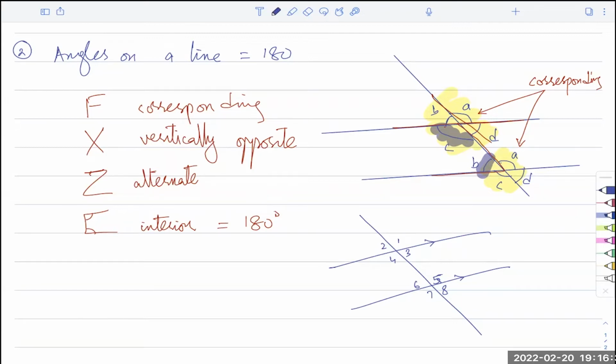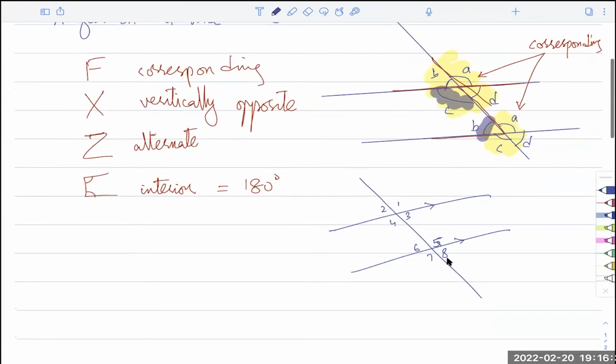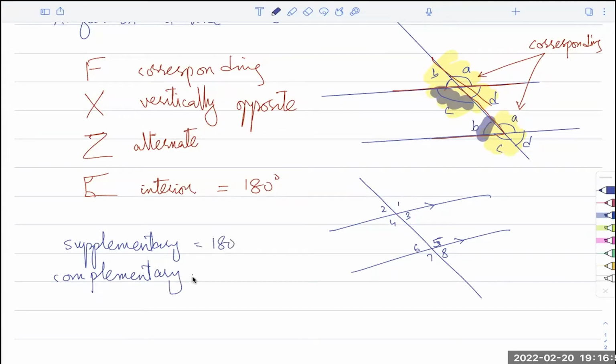So there's 2 terms here. One is supplementary and one is complementary. Supplementary angles, they add up to 180, and complementary angles, they add up to 90. Okay. So angle 1 and 4, they'll be equal, right? Why? What's their relation with each other?